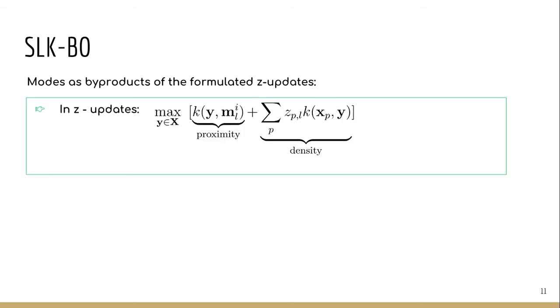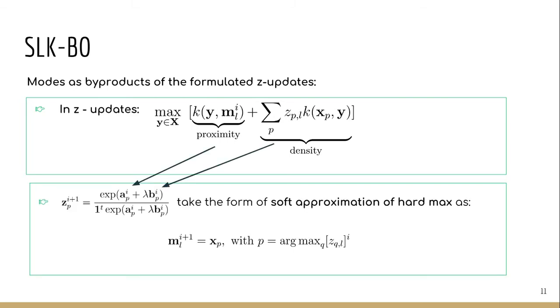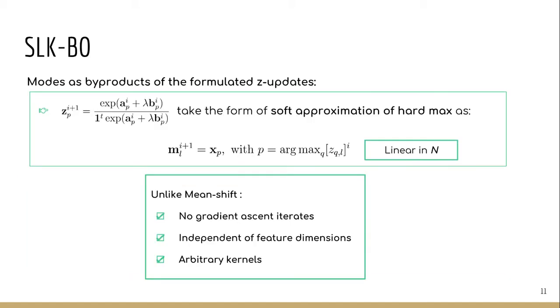We also show that the modes can be found from this proximal optimization, and interestingly this is already in the Z update, but with a soft approximation of the max, which is linear overhead, and it doesn't need gradient ascent, and it is independent of feature dimension and can be useful for arbitrary kernels.